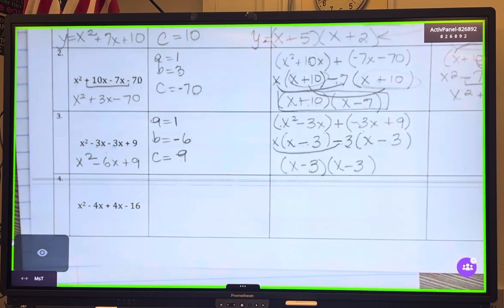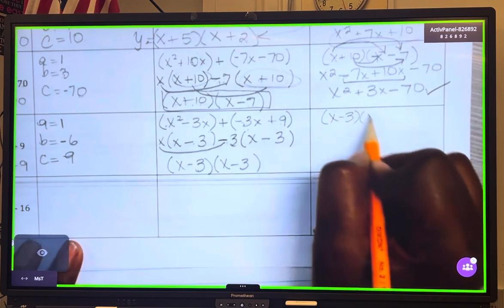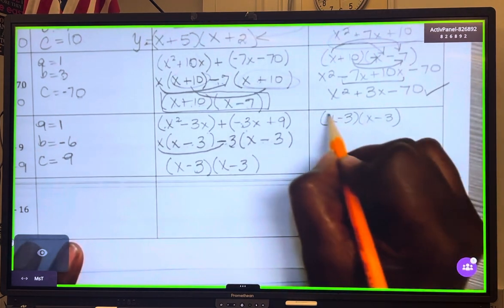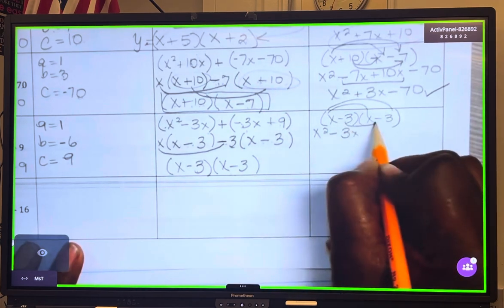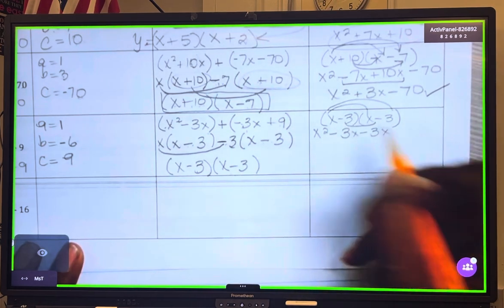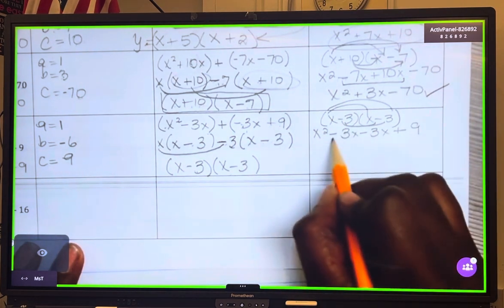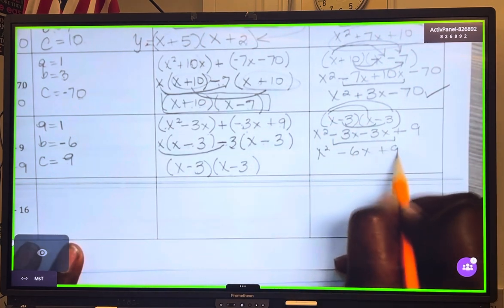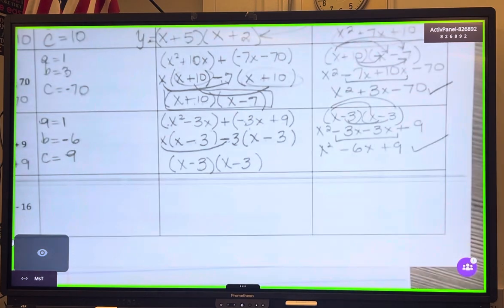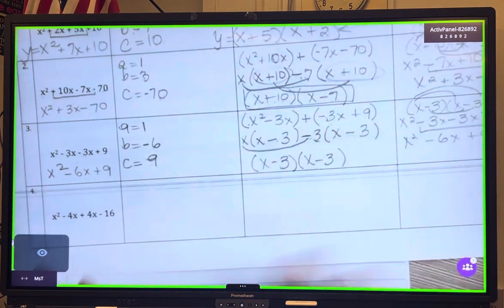All right. So check it. I'm going to do it real quick. X times x is x squared. X times negative 3 is negative 3x. Negative 3 times x is negative 3x. Negative 3 times negative 3 is positive 9. These two are like terms. So x squared minus 6x plus 9. Did it correctly. Everybody good there? Yes, great. We got 9 minutes. I ain't gonna finish this, but that's okay. Are we all good here so far?